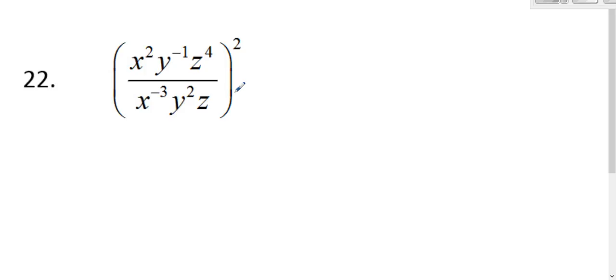So again, I would simplify this big fraction first. We have an x squared and an x to the negative third. So that x to the negative third would really come up, make x to the fifth. Y to the negative 1, y to the second. Move the y to the negative 1 down, you get y to the third. And then z to the fourth and z, you subtract those, you get z to the third in the numerator.